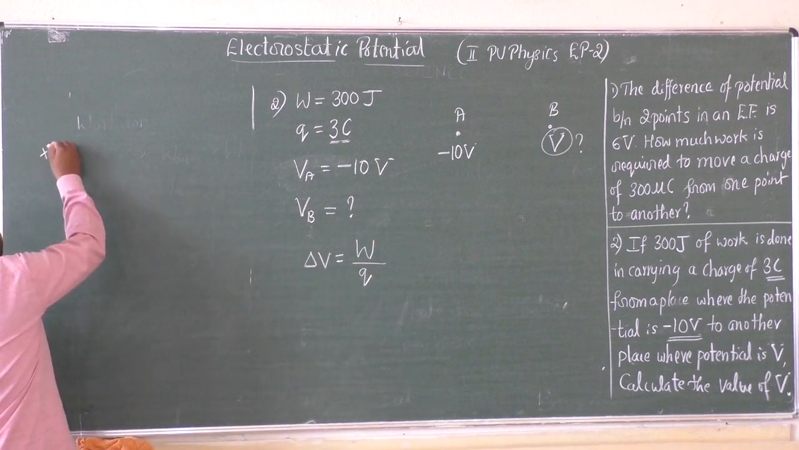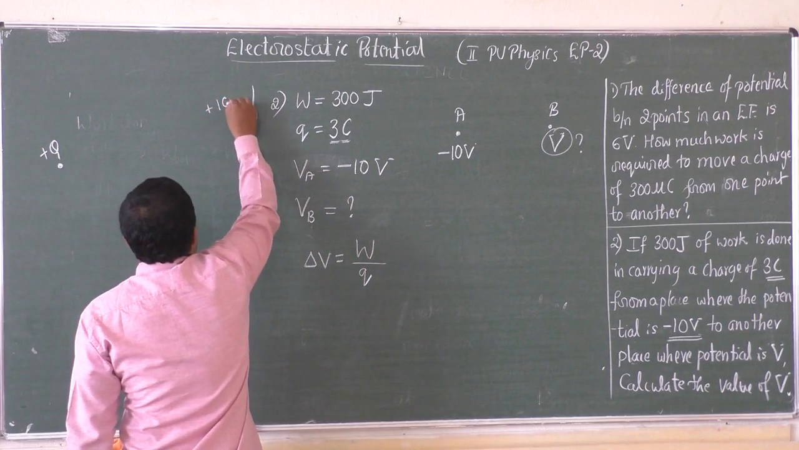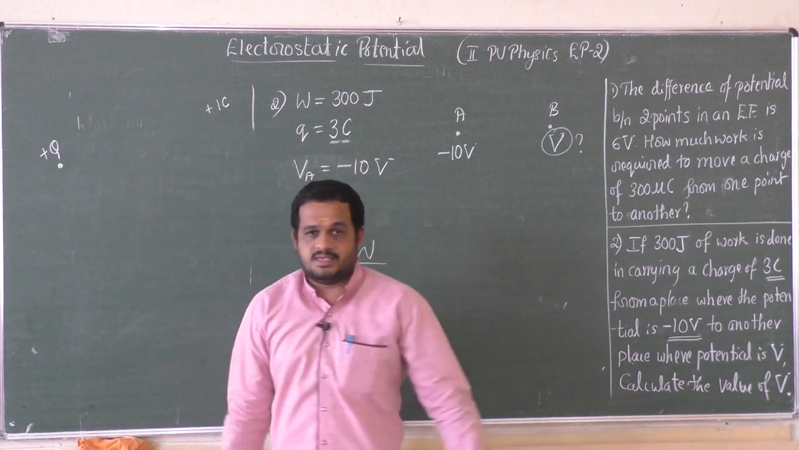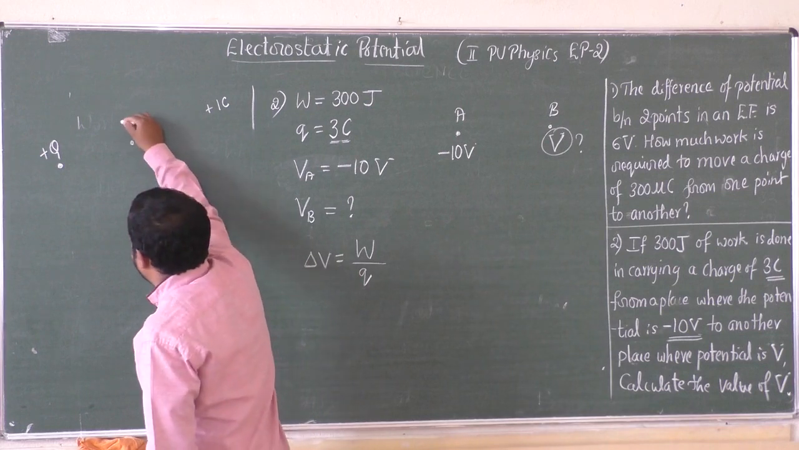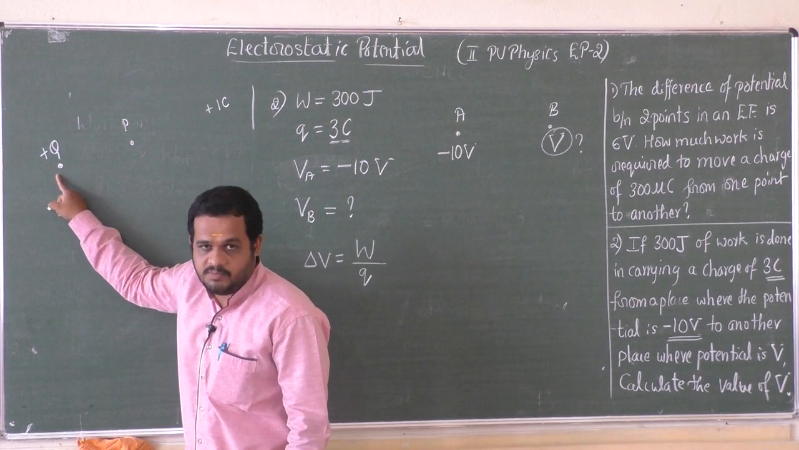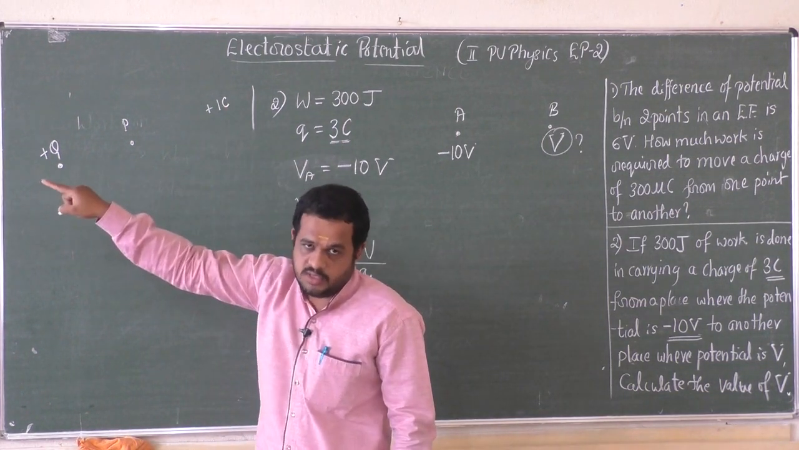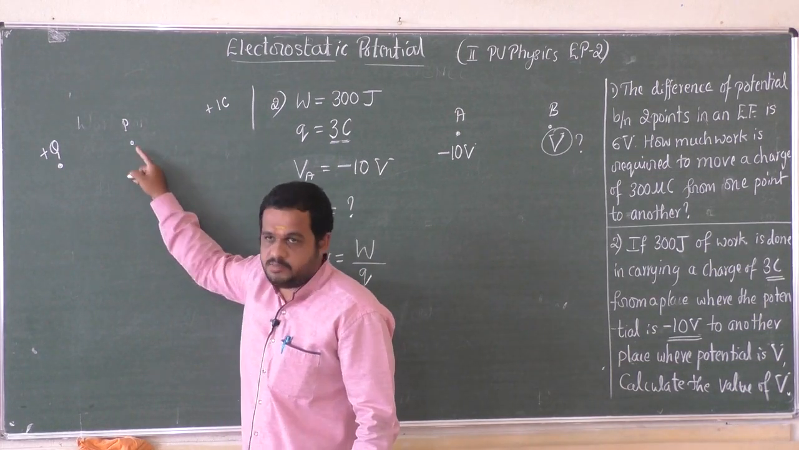See, if you consider a source charge of magnitude plus Q, and if you consider a unit positive charge, that is positive, force between these two charges is repulsive. Potential at an arbitrary point P due to source charge is nothing but amount of work done by the external force in bringing this charge from infinity to point P.